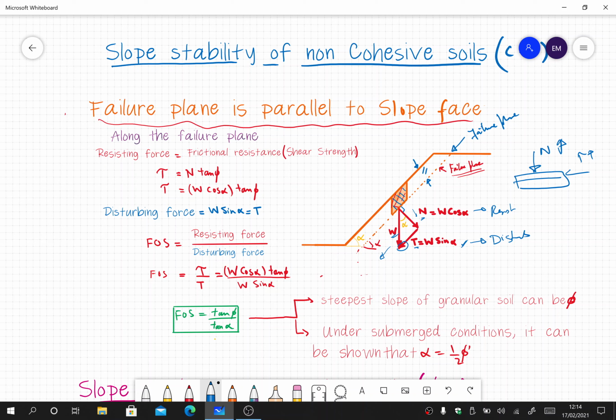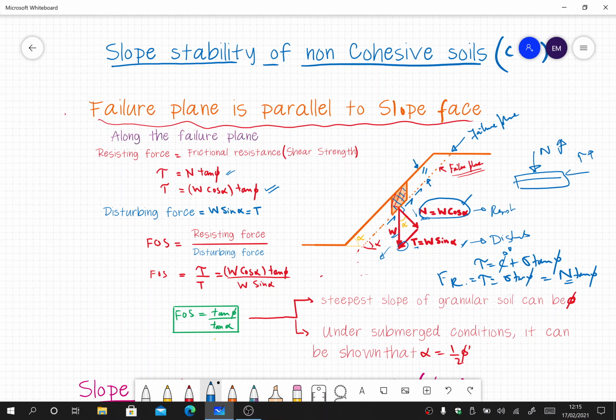Let me make a correction here. The resisting force is actually the shear strength acting at the bottom. The formula for shear strength is C plus sigma tan phi, and because C is equal to 0, simply we have sigma tan phi. In terms of forces, it will be the normal force times tan phi. And what is the value of N? N comes from here. So the resisting force, Fr, is equal to N tan phi. From the equation we know that N is equal to W cos alpha, so plugging in the value, we get this value here.